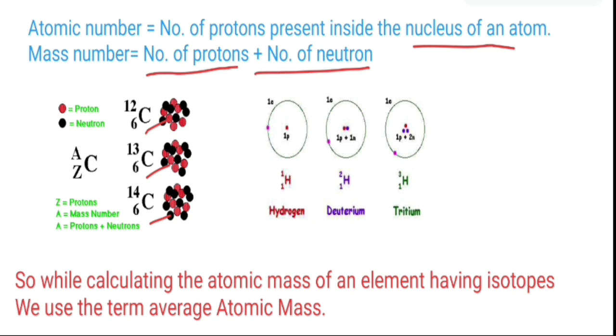So while taking the atomic mass of one element having so many different atoms with different mass numbers, how can we consider the atomic mass for this? When we are calculating the atomic mass of an element showing isotopes, we call it the average atomic mass. But how can we calculate this average atomic mass?